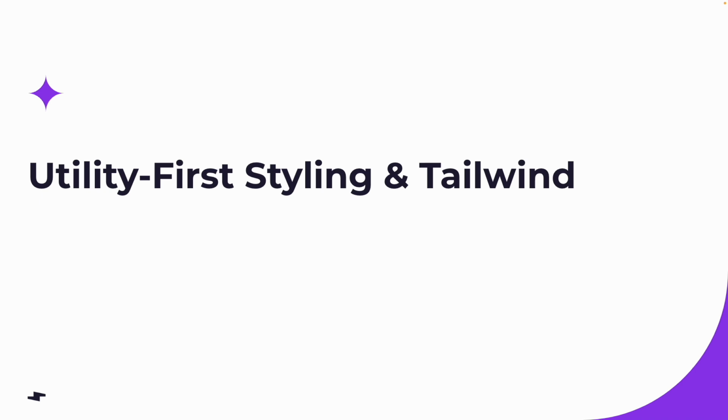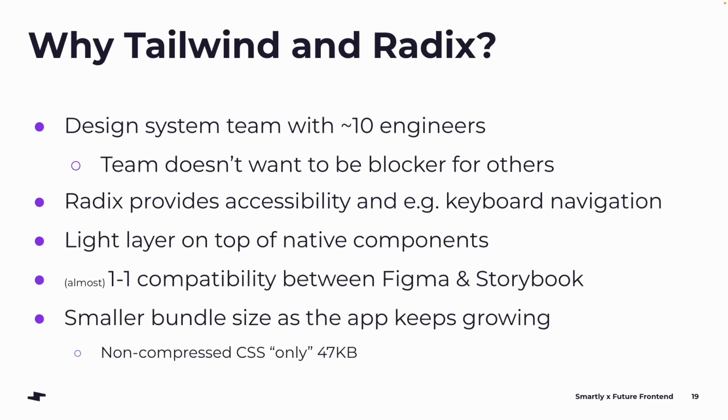Okay, so then we get to Tailwind and utility-first styling. At least our assumption is that with Tailwind and with Radix that we took here, it's much easier for us to control these tokens, much easier to migrate in the future if we want to change something.